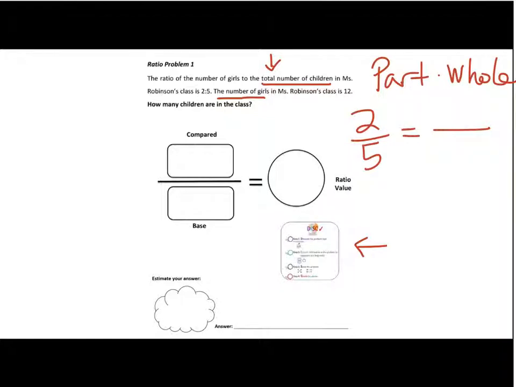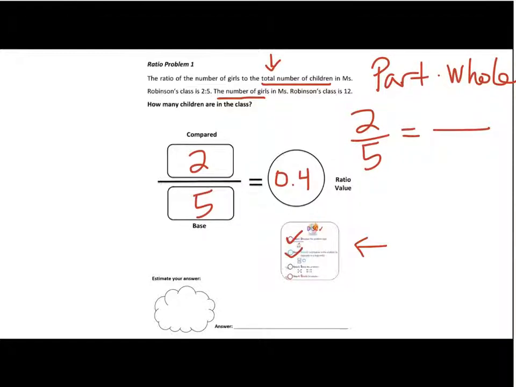Okay, so now we're done with step 1. We discover what kind of problem it is. We're identifying the information that is in my diagram. So here's my diagram, and I'm going to fill it in. So my compared value is 2. That's my front term. My base term, my back term is 5. And my ratio value will end up being 0.4.